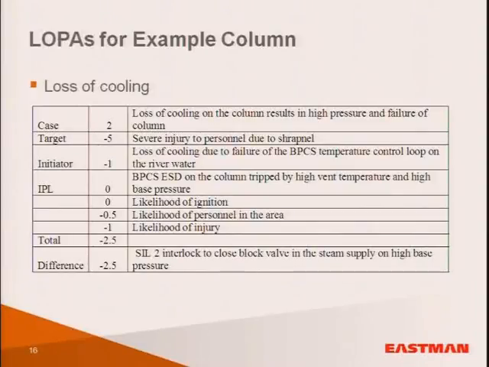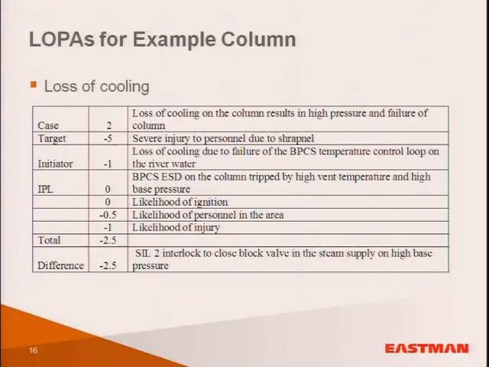So the first LOPA I looked at was for loss of cooling. In this case, since it's an aqueous system, I looked at severe injury to personnel due to shrapnel from the vessel failing upon overpressure. My initiating failure was loss of cooling due to failure of my temperature control loop on the river water. I had a BPCS ESD that was in place in the DCS that could be tripped by high vent temperature and high base pressure.